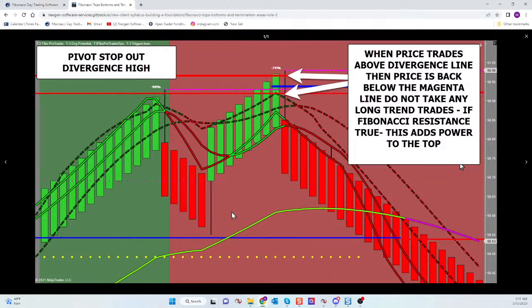Guys, 90% of what we're doing is going to be reading indicators. 90% of what we're doing is chart reading. 10% of what we're doing is taking a trade when the advantages are present. This termination condition, what we call a pivot stop out at a divergence high, means that price trades above this divergence high, then back below. Don't take any long trades, guys. And if Fibonacci resistance is there, this is an amazing termination condition that typically creates a larger move.